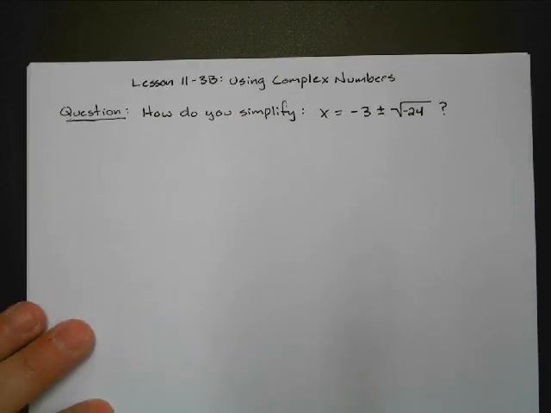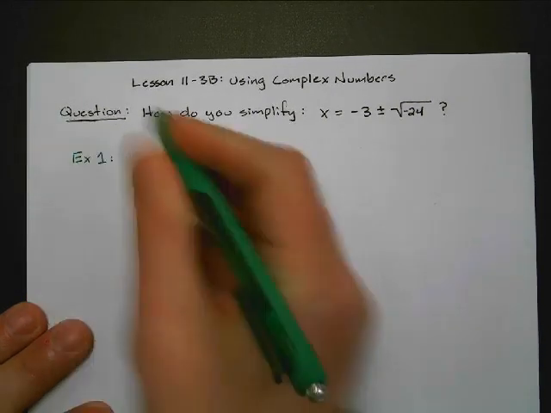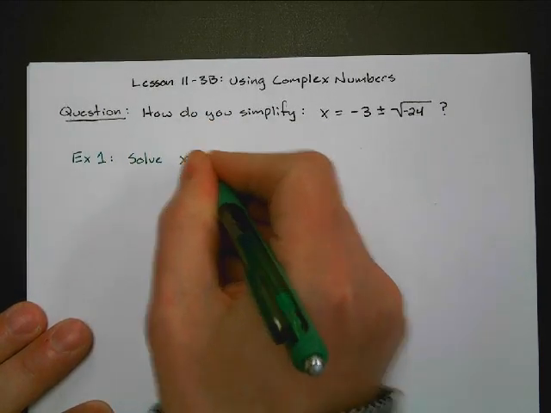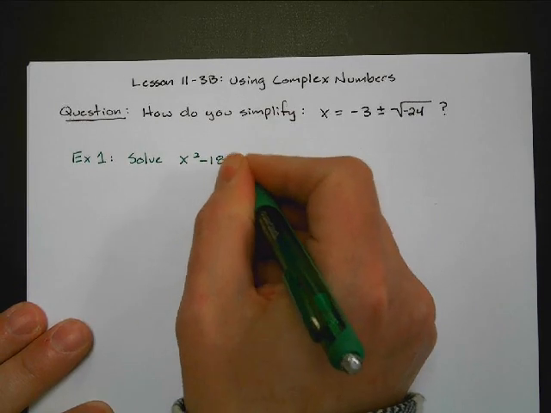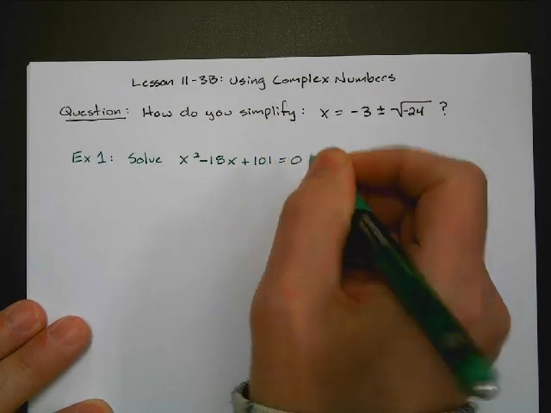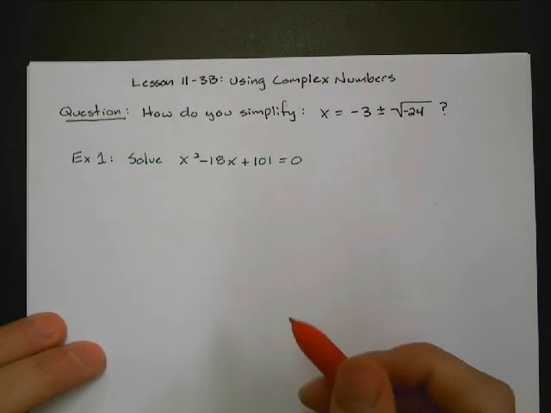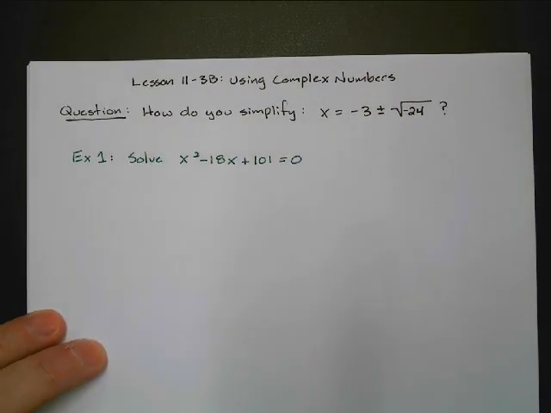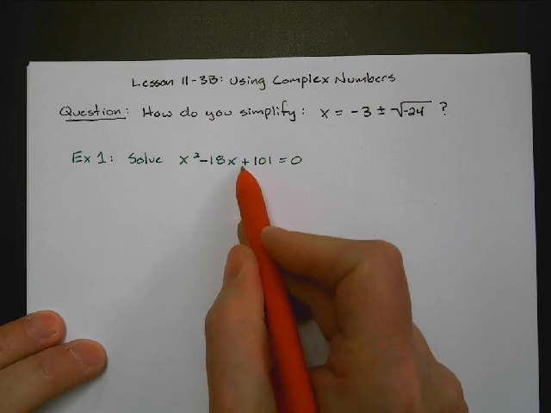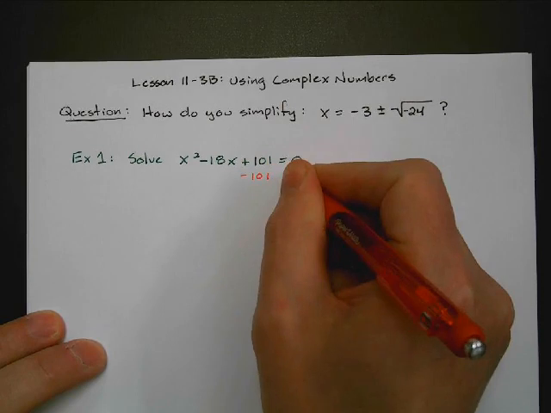So here we go, example 1. We're going to solve x squared minus 18x plus 101 equals 0. All right, so we are going to solve this using the completing the square method. That was from a couple lessons ago. So we're going to start by getting rid of the c value. We're going to move this over to the other side, using our subtraction property of equality. We subtract 101 from both sides.